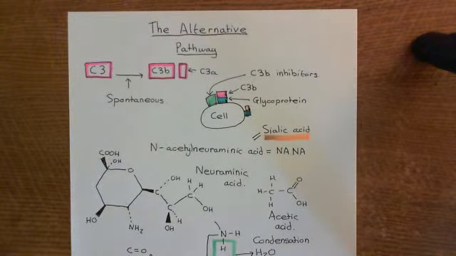Okay, so welcome to this next video in which we're discussing the alternative pathway of complement activation. Okay, right, so we've discussed so far that what's going to happen is that this complement protein C3 is continually spontaneously breaking down into C3b and C3a.